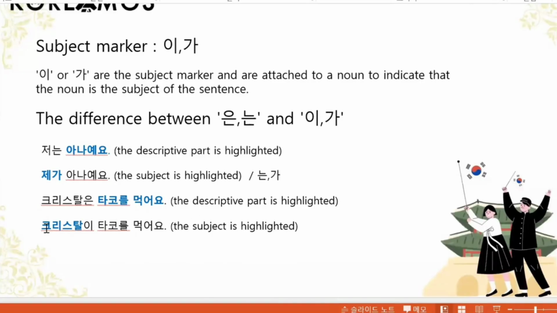As you can see, even though we use the subject marker 이 or 가, we don't change the subject. Only 저 to 제 is the exception. Exceptionally, we change 저 into 제 when we use the subject marker 가, but the others don't change. In these two sentences, the only difference is 은 and 이, and the translation is exactly the same. However, the situation is different. 크리스탈은 타코를 먹어요: the part 타코를 먹어요 is important. The question would be, what is Crystal doing? We want to know what she's doing. Then 크리스탈이 타코를 먹어요: 타코를 먹어요 is the part we want to know.